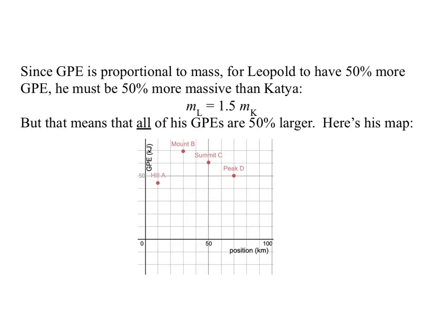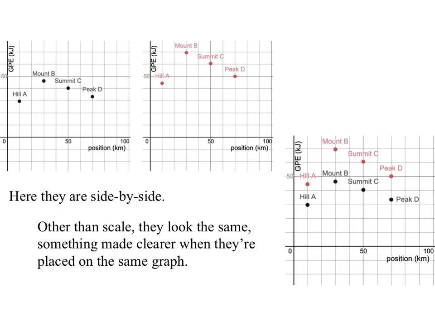Well, of course, since the gravitational potential energy is proportional to mass, for Leo to have 50% more GPE on hill A, he must be 50% more massive than Katya is. His mass is 1.5 times her mass. But that would mean that all of his GPEs are 50% larger. So his map would look like this. And you might say, that looks kind of suspicious, or at least somewhat familiar. Side by side, we have Katya's here, and we have Leopold's here, and we see those maps look very similar. They're almost the same thing.